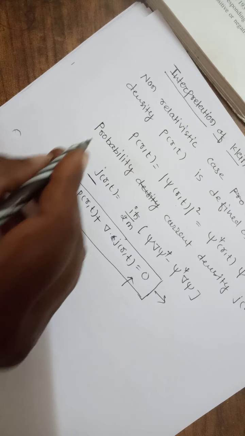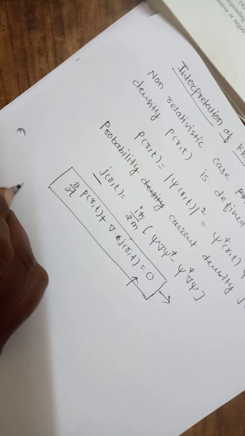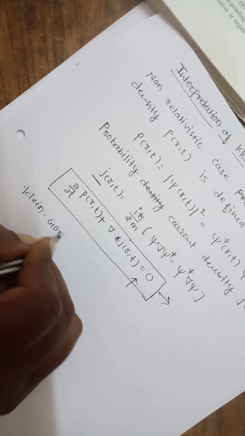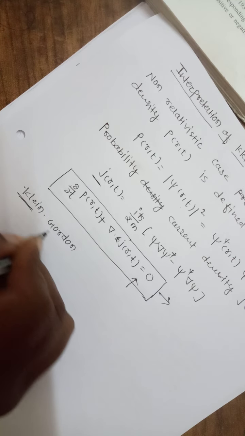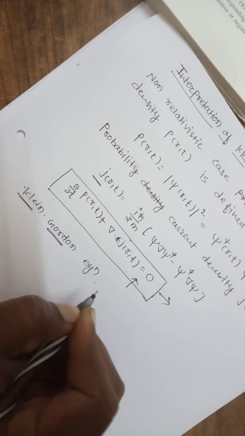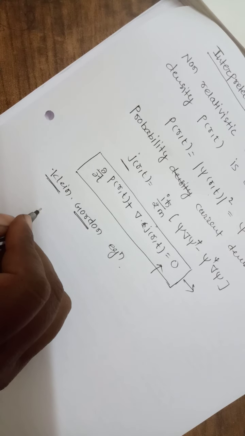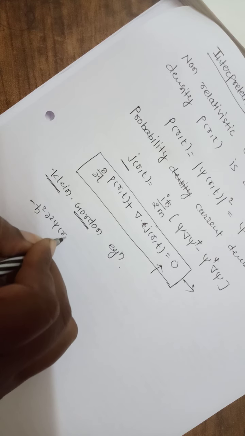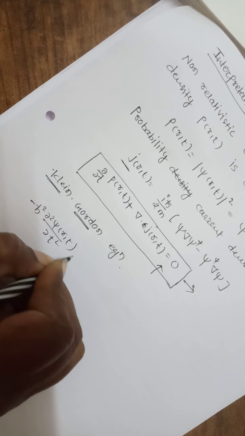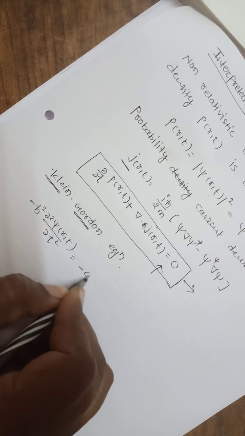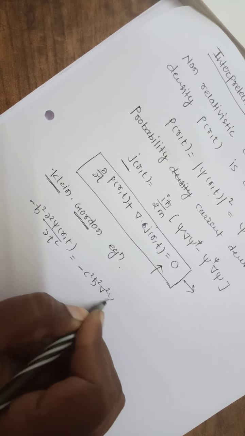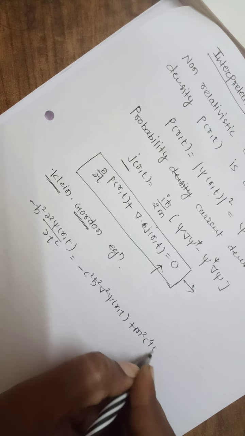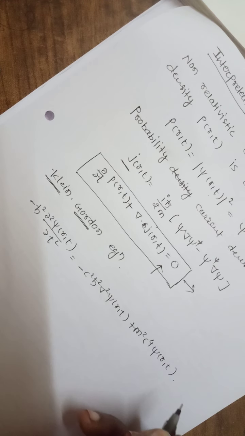So now, first of all, the Klein-Gordon equation: minus h cross square del square psi of r,t by del t square is equal to minus c square h cross square del square psi of r,t plus m square c power 4 psi of r,t. This is the Klein-Gordon equation.